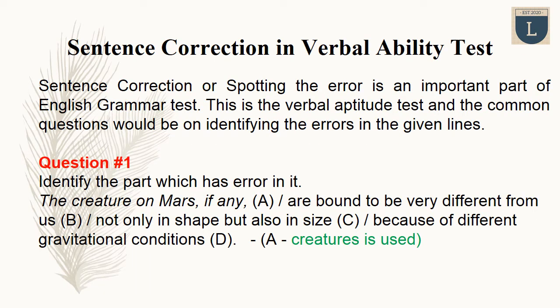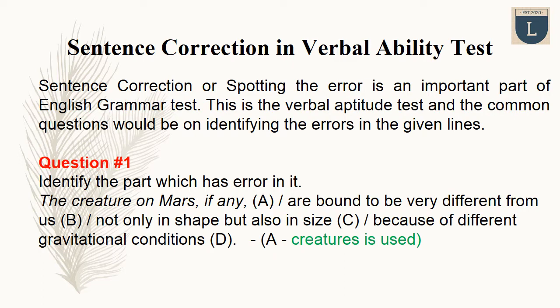Sentence correction, verbal ability test, or spotting the error is an important part of English grammar test. It's a verbal aptitude test, and the common questions would be on identifying the errors in the given lines. So let's see a few examples to understand what kind of grammatical errors are given and how to correct them and spot these errors. Spotting errors, error spotting, sentence correction are synonymous to each other, and predominantly the errors revolve around tenses, subject-verb agreement related issues. Right?